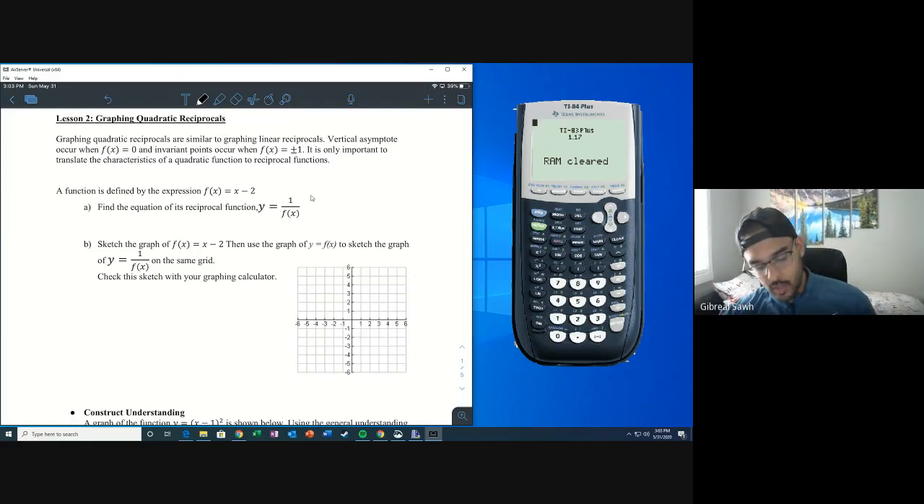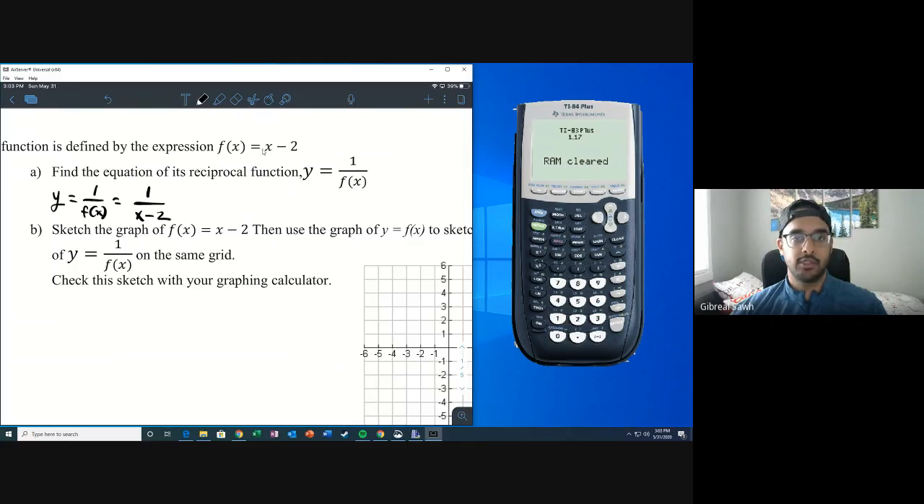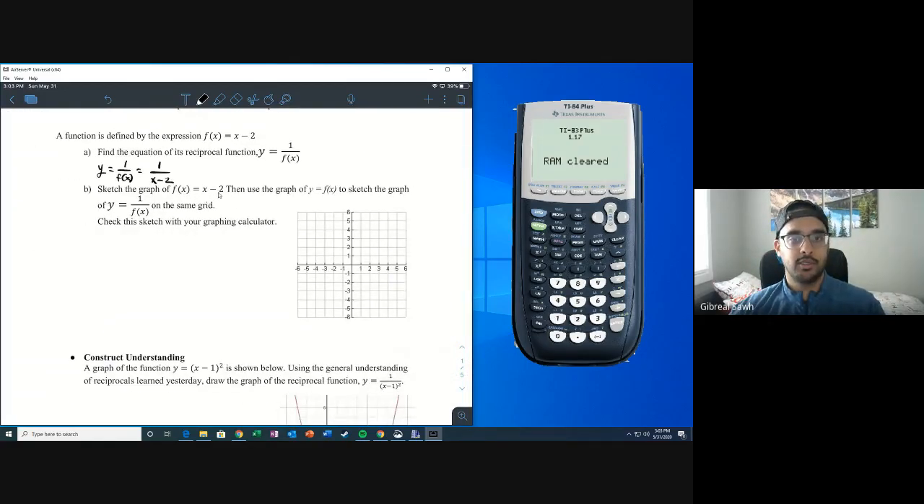So really what I'm going to do is take that original function, that f of x, and say the reciprocal now is 1 over x minus 2. So all I've done is taken that original function and put it into our reciprocal. Okay, we're asked to do a couple things. We're asked to sketch the graph of the original x minus 2, then use that graph to sketch the reciprocal on the same grid, and then we'll check it with our calculator here.